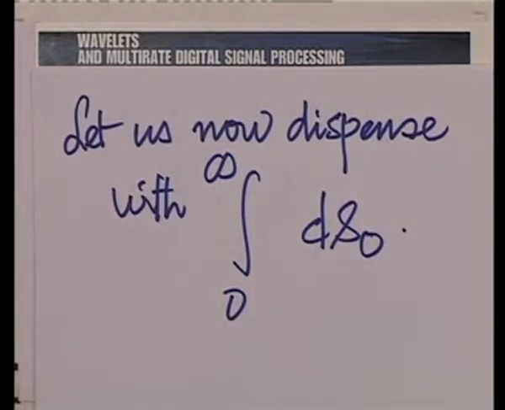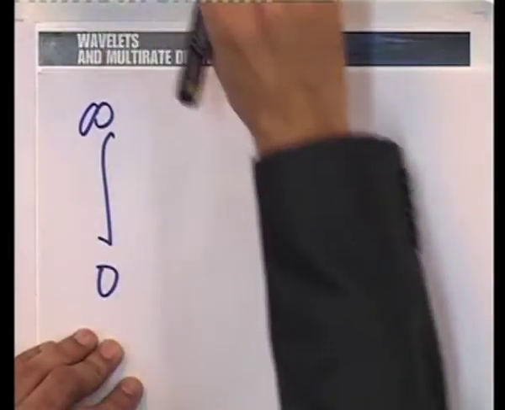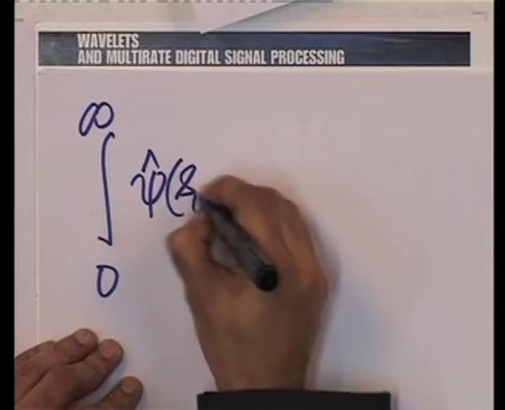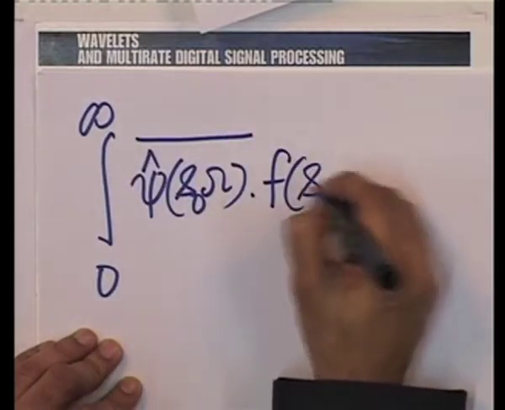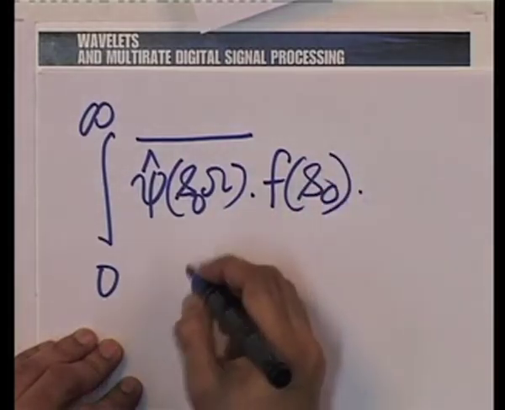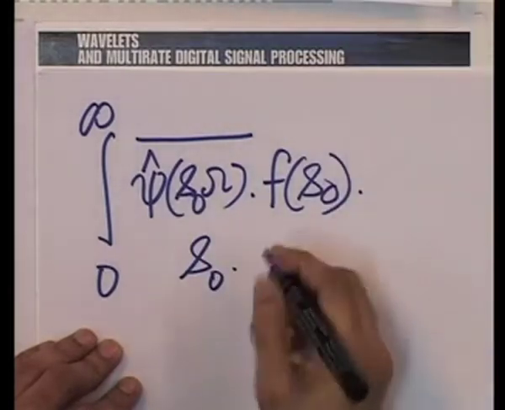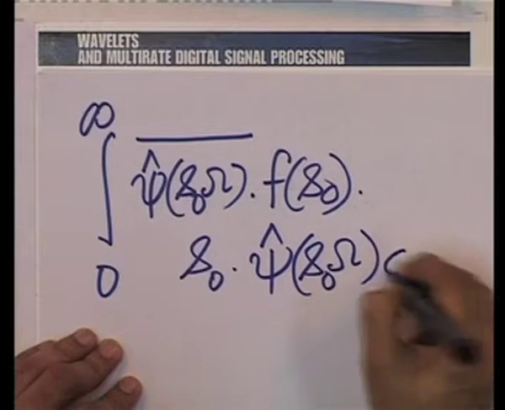So, we will isolate the terms that depend on S naught, and those terms are as follows: integral 0 to infinity psi cap S naught omega bar times f S naught times S naught times psi cap S naught omega dS naught.